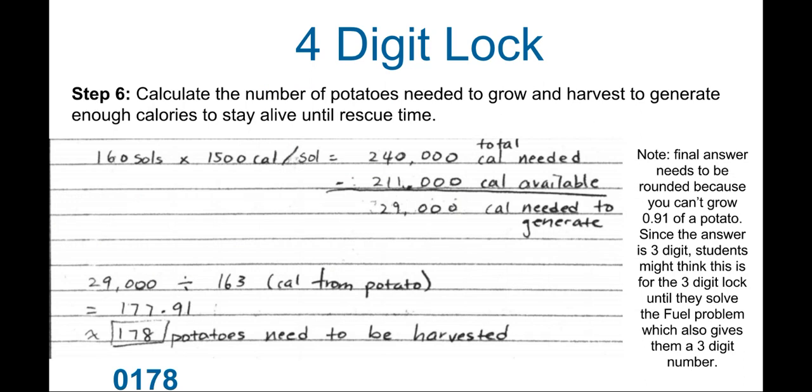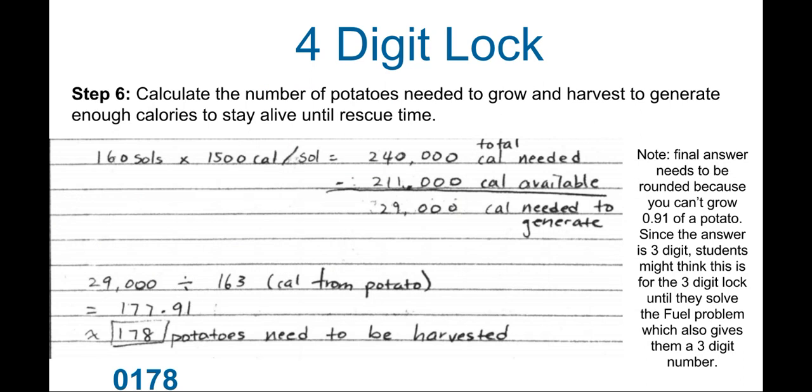There are 211,000 calories available from the food supply, so you need to generate 29,000 calories from the potatoes. Each potato gives you 163 calories, so dividing the numbers tells you that you need to grow 178 potatoes. The final answer needs to be rounded because you cannot have part of a potato planted.